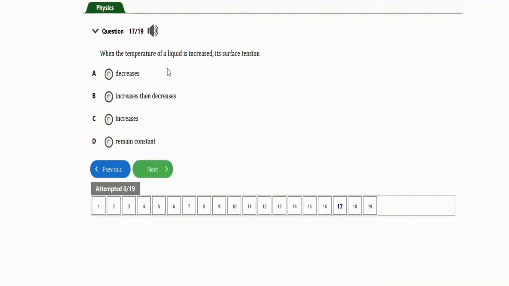It says when the temperature of a liquid is increased, its surface tension... I think I've answered this question as well before. The correct option here is option A, surface tension decreases. Let's go to the next one, which is this one.